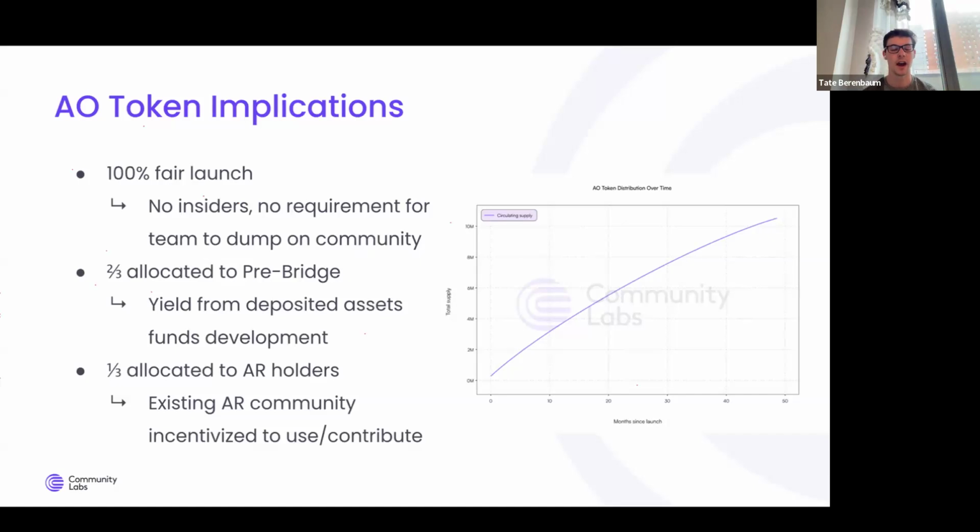2/3 are allocated to that. 1/3 are also allocated to Arweave token holders. So Sam and the team behind Forward Research that built the Arweave protocol are building AO. They wanted to allocate 1/3 of the yield, or rather 1/3 of the AO token supply to Arweave token holders so that the existing community is incentivized to use and contribute to AO over time.